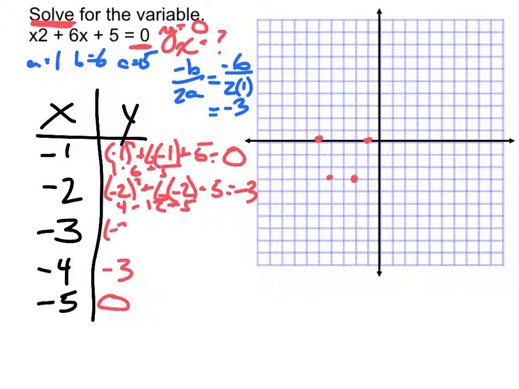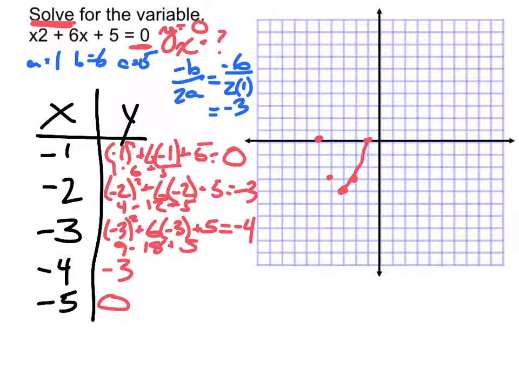We'll finish by doing negative 3. So negative 3 squared plus 6 times negative 3 plus 5. I get 9 minus 18 plus 5. Well, 9 minus 18 is negative 9, plus 5 gives me a result of negative 4. And here's (-3, -4).